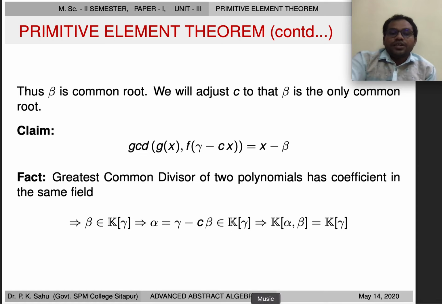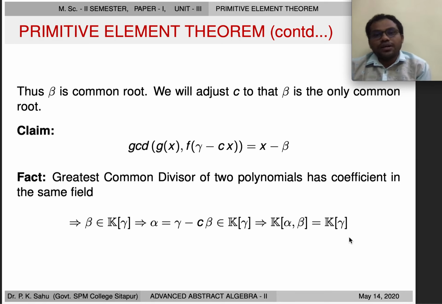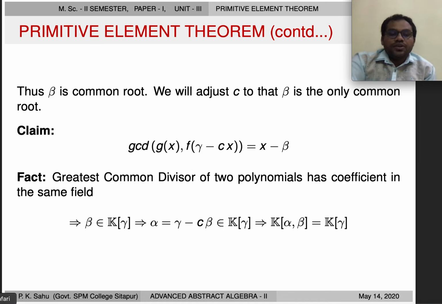That implies that adjoining alpha and beta to K gives K(gamma), because both alpha and beta can be generated by gamma. So this proves our theorem, where we can replace alpha and beta by gamma. Now we just have to prove the claim in the proof, meaning we want the GCD of these two to be x minus beta.